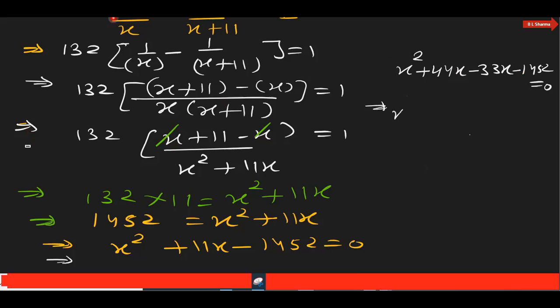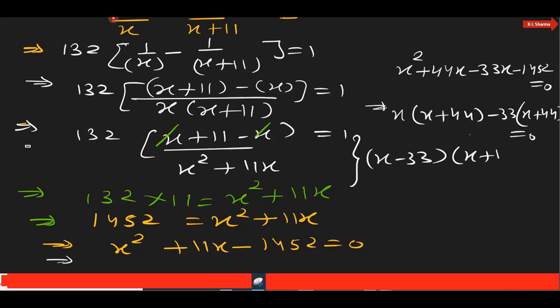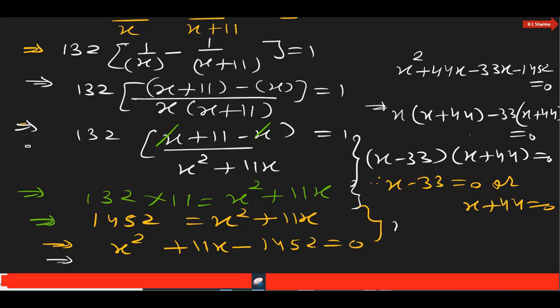Further we can write x as it is, x plus 44 minus 33, x plus 44 is equal to 0. So x minus 33 into x plus 44 is equal to 0. Therefore, x minus 33 is equal to 0 or x plus 44 is equal to 0. Or we can say x is equal to 33 or x is equal to minus 44.